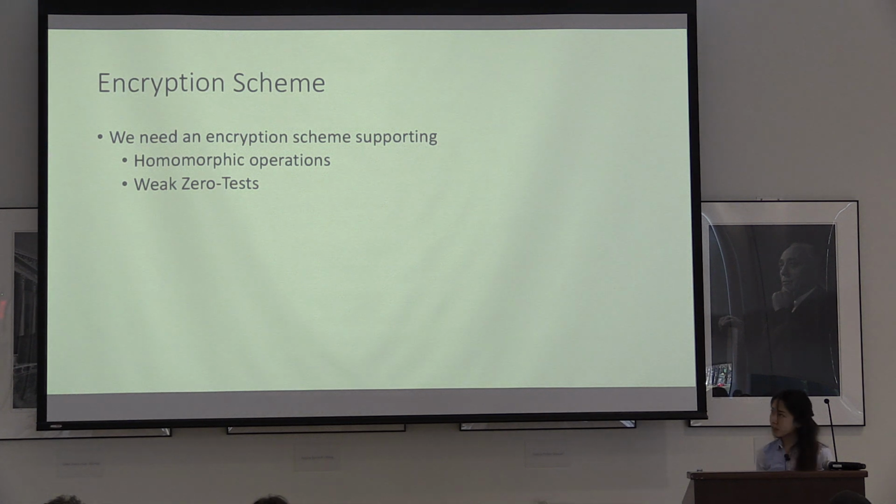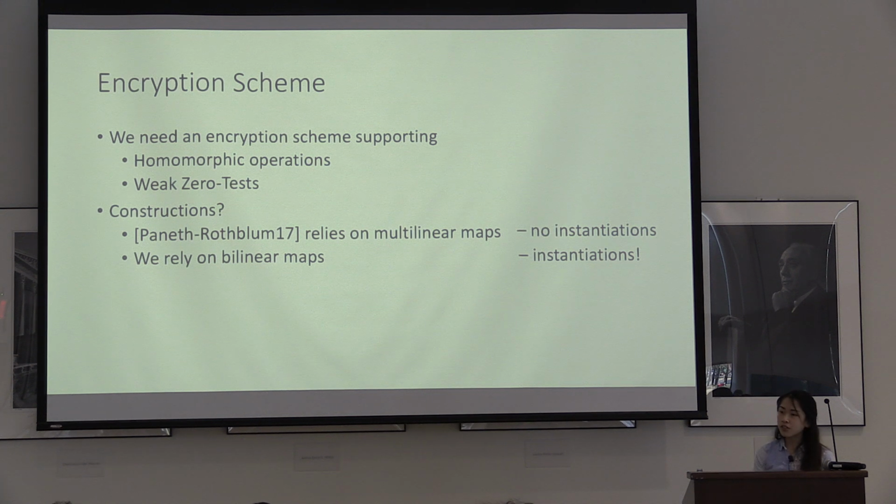So what we need to actually put these ideas to practice is an encryption scheme that supports homomorphic operations for the prover and weak zero tests for public verification. Now, there is a construction of such a scheme that relies on multilinear maps, but again, there aren't any instantiations that would make this particular scheme secure. But we show how to construct such an encryption scheme based on bilinear maps, for which there are instantiations.